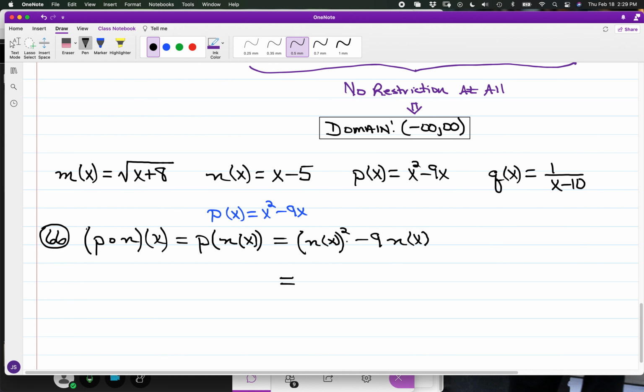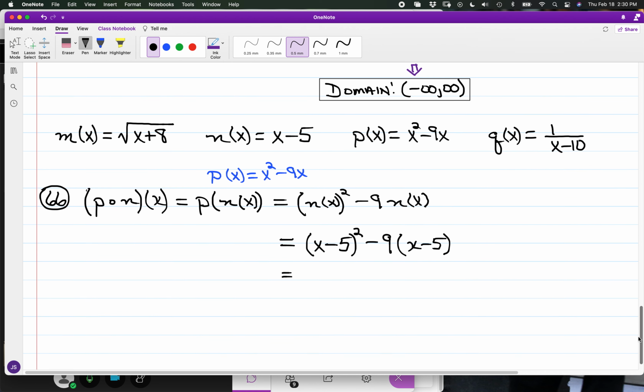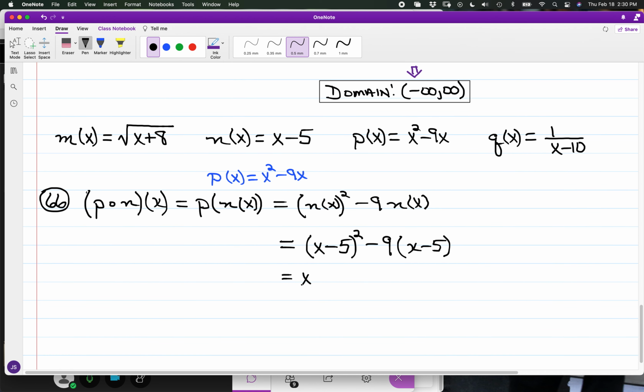So you've got the square of n of x. What is n of x? That is given as x minus 5. Now we have minus 9 times n of x, so you have minus 9 times all of x minus 5. And for the square of x minus 5, I have x squared minus 10x, and I have plus 25.